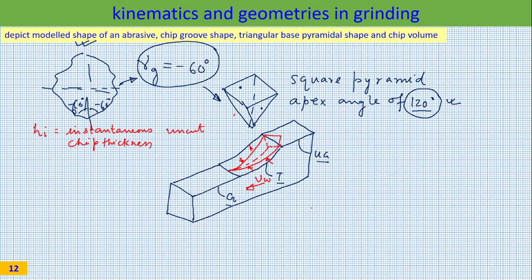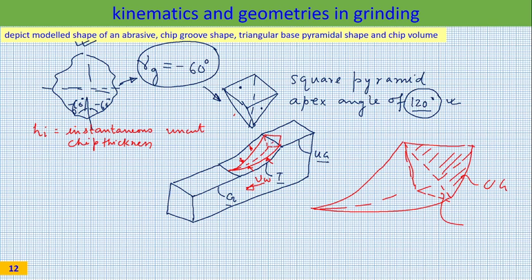So if I draw it separately, this would be the chip groove. This surface is on the unground surface. This particular plane which is here is on a vertical plane. So this portion from this vertical plane to the unground surface is very small in size, and for our modeling purpose we would not consider this.